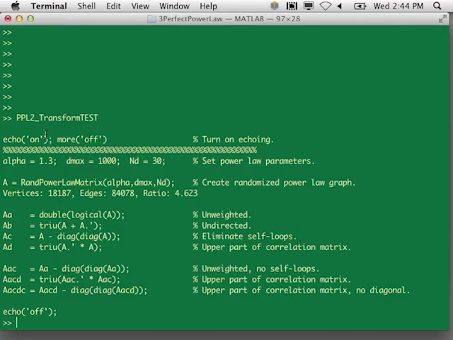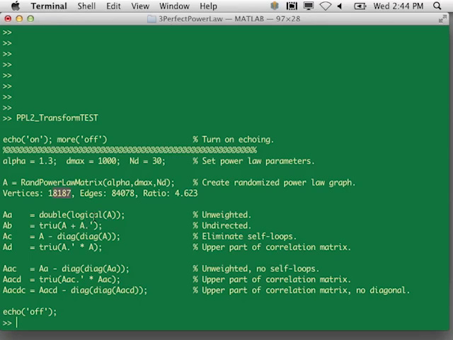Alrighty, so we've actually rolled this all up into one function here for you, rand power law matrix. If you give it an alpha, a Dmax, and an ND, it will do those 3 steps that I had in the previous chart all in one and produce an adjacency matrix that's a perfect power law based on these parameters. And again, you saw we have the same number of vertices and edges and ratio that we saw before, so that's all the same.